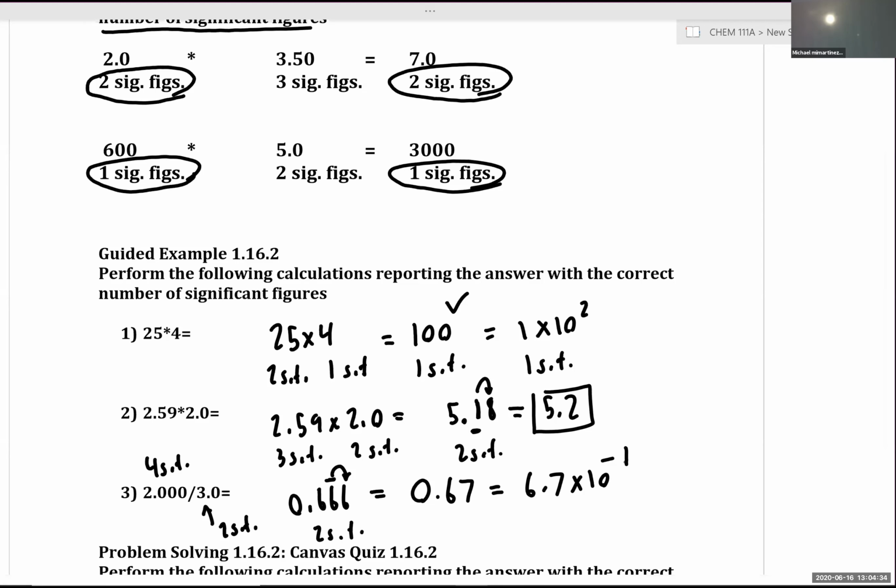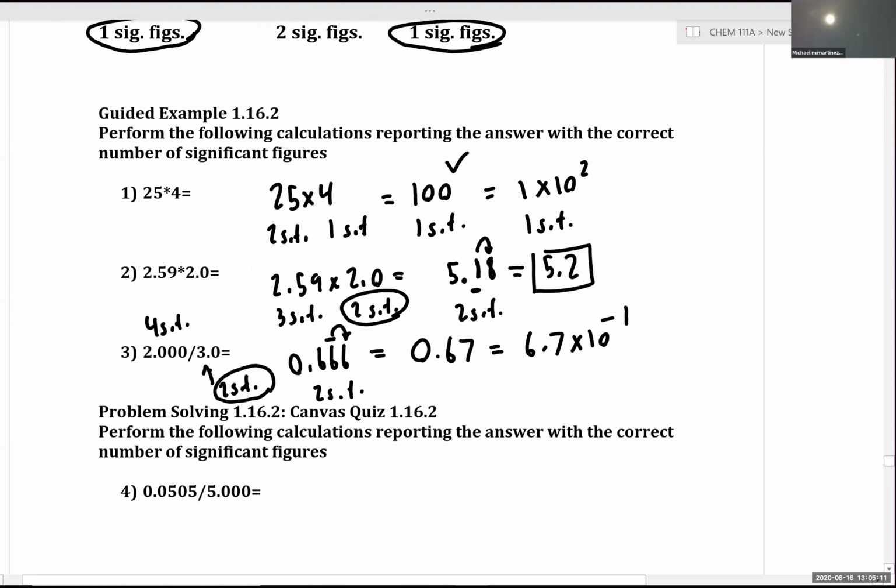Do these examples make sense to everyone? So will it always be 2 sig figs ultimately? So we're always rounding it to 2? Not always. It's just because in each of these cases, the least number of sig figs was 2. So you always round your answer to the least number of sig figs among the 2 numbers that you multiply or divide. Oh, okay. Okay, perfect. Any other questions I can address?